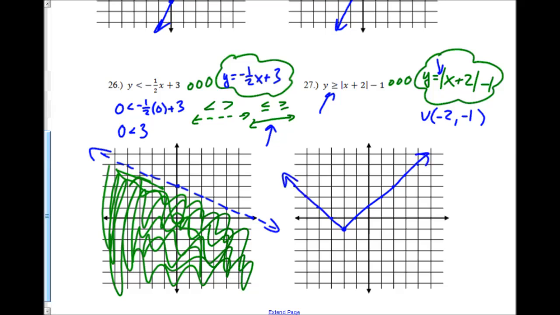And now I need to pick a side of this thing to shade. Once again, I'm going to plug in a value. I'm going to choose (0, 0) and see if it works. So I plug a 0 in here. So I get 0 is greater than or equal to the absolute value of 2, minus 1. So I get 2 minus 1, which is 1. So now I have written 0 is greater than or equal to 1, which is ridiculous. So that point doesn't work, so I shade the other side, which puts me inside this V shape, inside the absolute value.